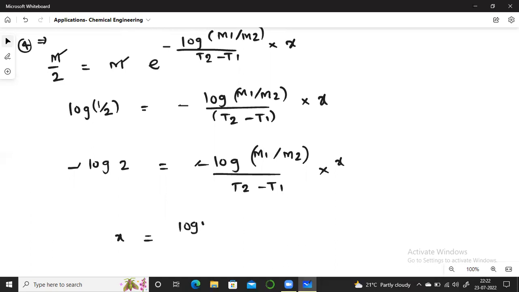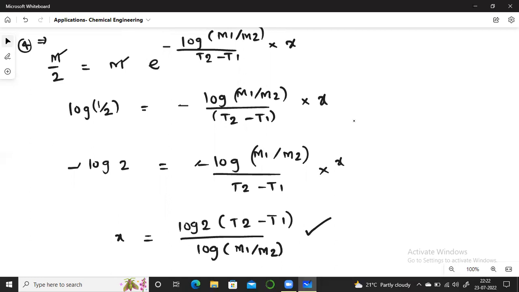So x is equal to log 2 into t2 minus t1 over logarithm of m1 over m2. As simple as that. This is the x. It means this is the time the body takes to become half of its mass. That is what we call the half-life of the body. So that's it, with this the problem is over.